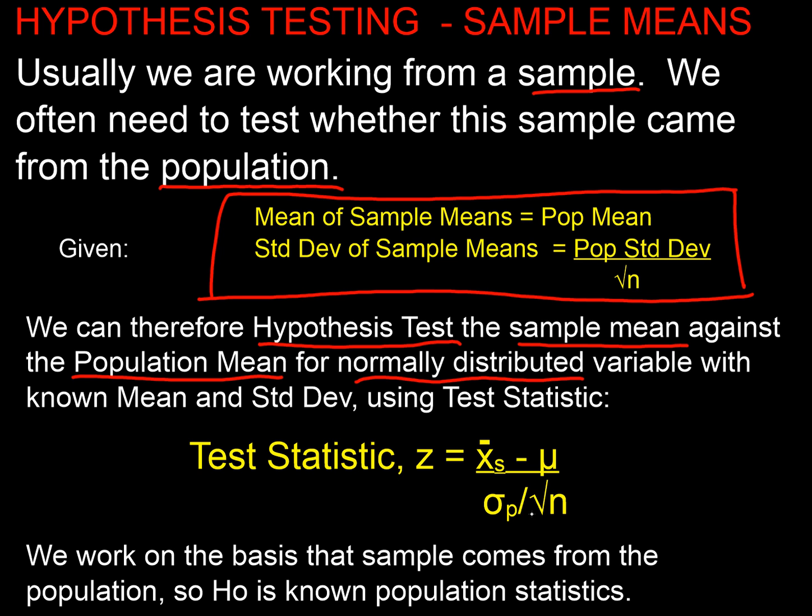So our test statistic, which I'll go into in a bit more detail in a minute, is going to be the distance between the sample mean and the population mean, divided by the standard deviation. And that standard deviation is for the sample mean, so that's sigma p over root n. Our approach is that we're working on the basis that the sample does come from the population, so H0 is based on the known population statistics.